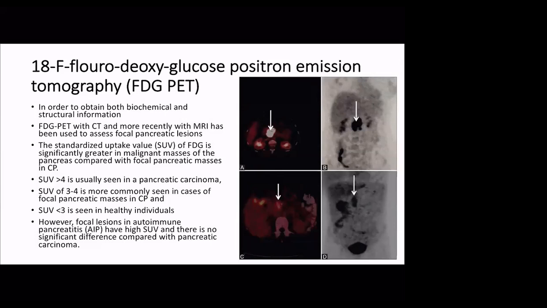healthy individual. However, focal lesions in autoimmune pancreatitis have high SUV value, and there is no significant difference compared with the pancreatic carcinoma. So إن مشكلة in case of autoimmune pancreatitis ما راح نقدر نفرقها عن الكارسينوما، لأن يكون the SUV value بالautoimmune pancreatitis high also.